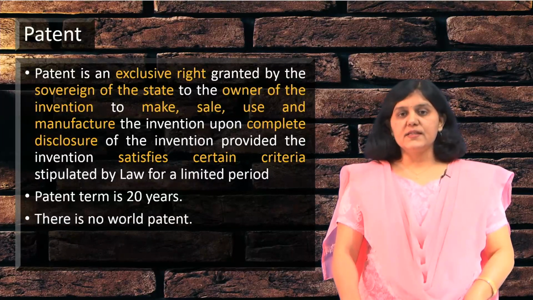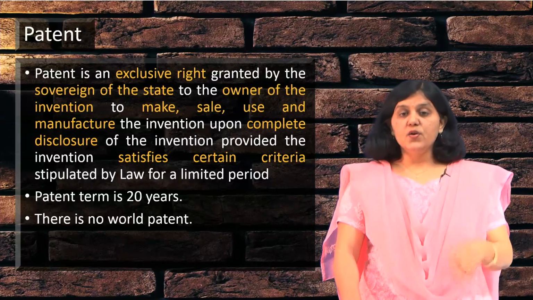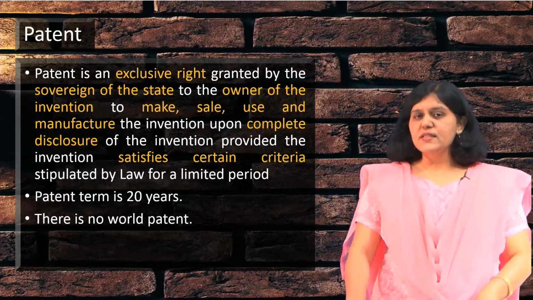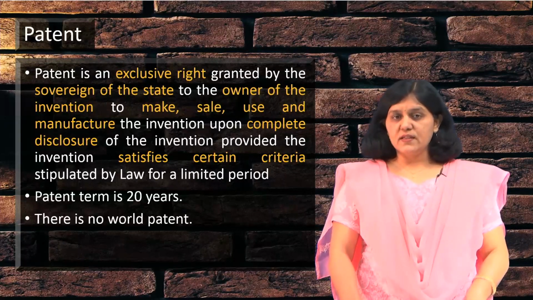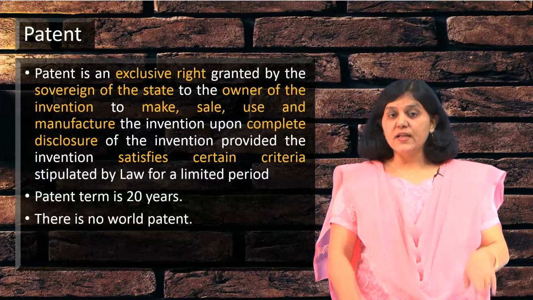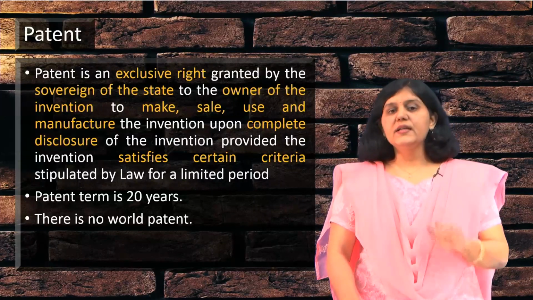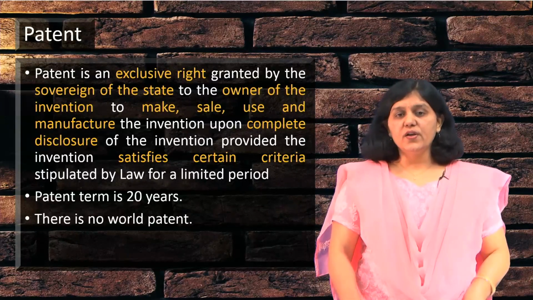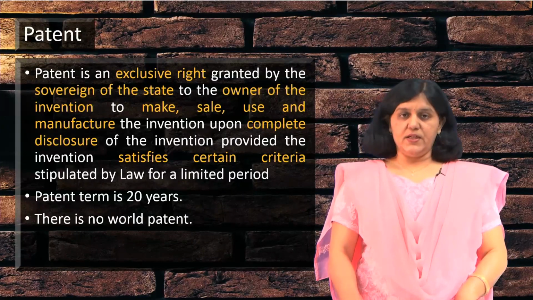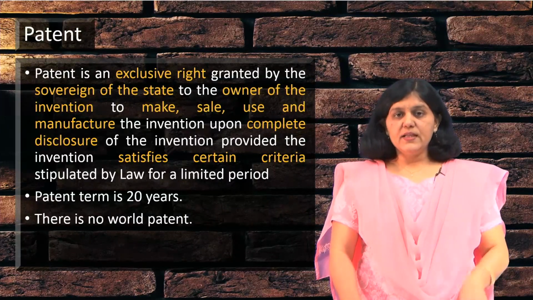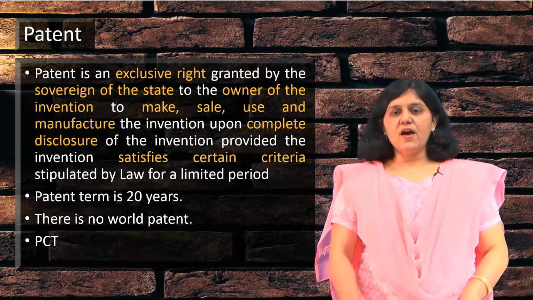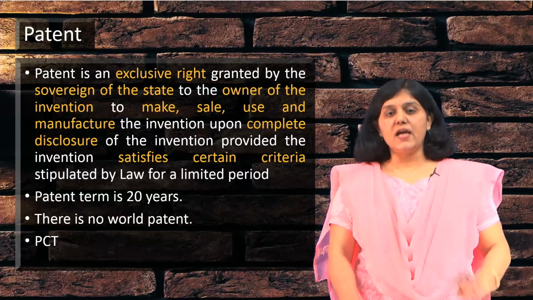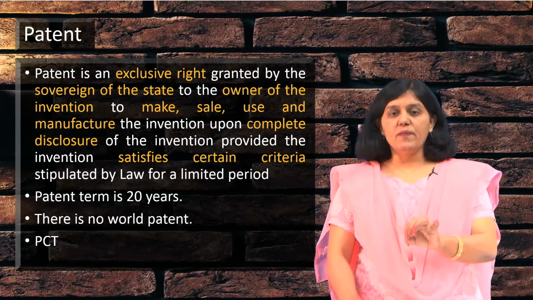The next important point is that there is no world patent. Sometimes you might have heard people say we have applied for a world patent. So, please remember there is no such concept as a world patent, and you know the reason. We can check this in the definition: there is no world patent because a patent is a territorial right. Why territorial? The granting authority of the patent is the sovereign of the state. Hence, there is no world patent. Then sometimes you hear someone say we have filed an international patent application. So, then what is it? It is a PCT application, that is, a Patent Cooperation Treaty application.